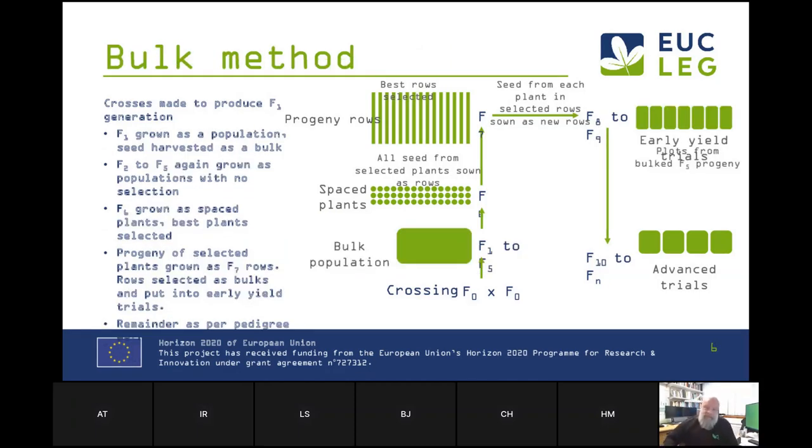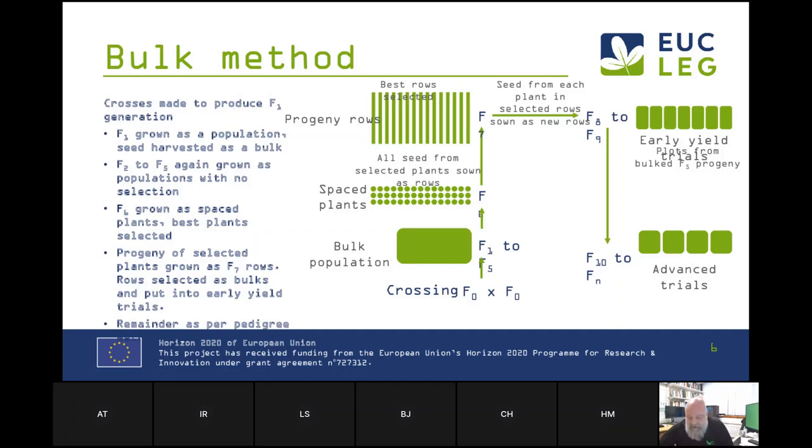Bulk method, this is an alternative method of breeding. It starts as before, crosses are made to produce an F1 generation. The progeny is then advanced for several generations as a bulk. So all seed from all plants is collected and sown essentially as a plot. No selections take place for the first few generations.